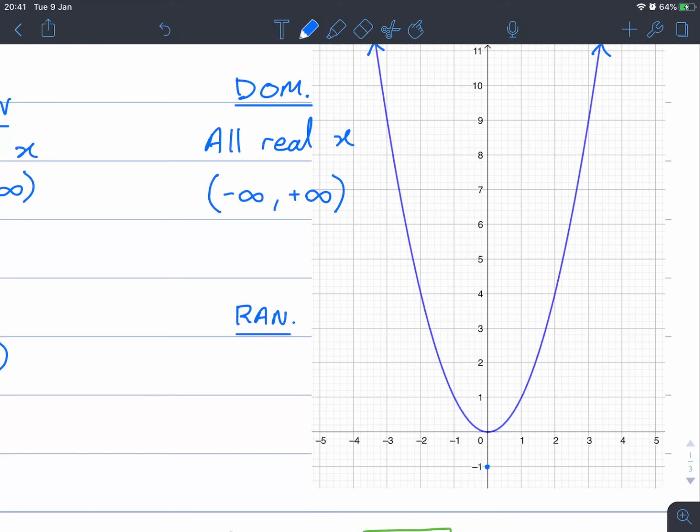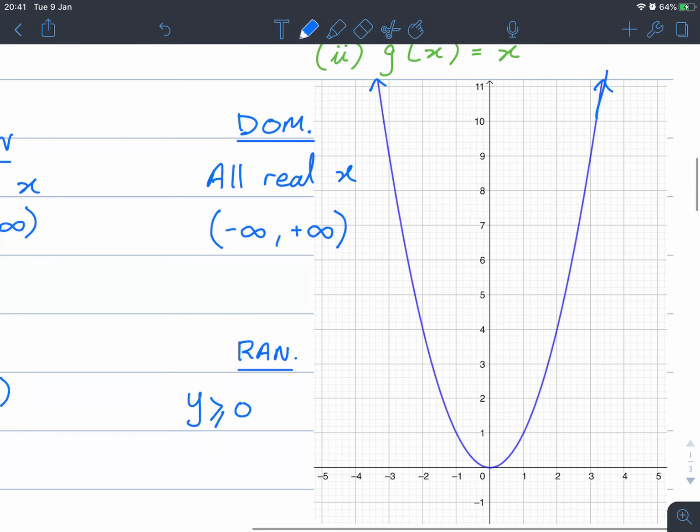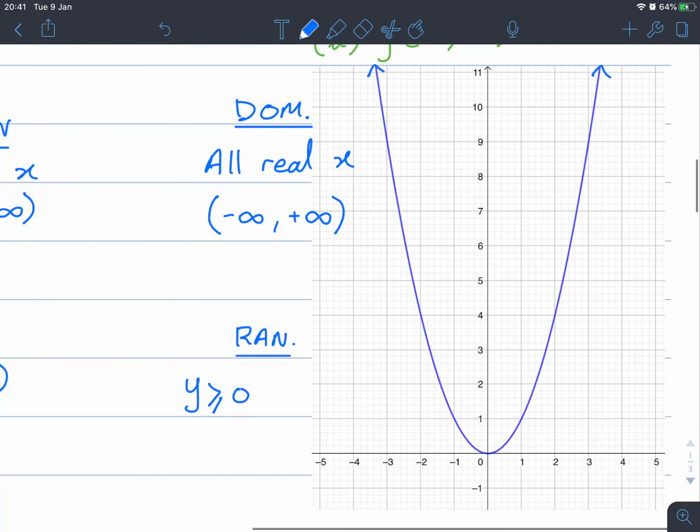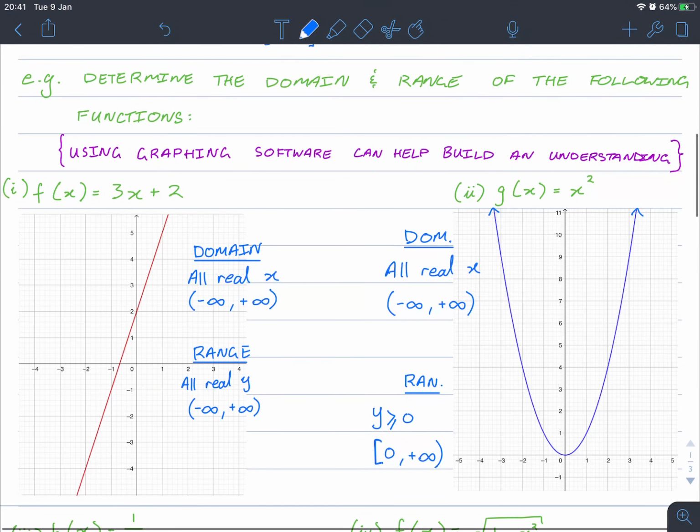So in this case, our range is restricted to 0 and above. So our range is y is greater than or equal to 0. Okay, because that's the lowest point it can go, but it can reach positive infinity. So in bracket notation, we can write this as from 0 with a square bracket to positive infinity, open bracket. Okay, so that's just two examples of the domain and range.